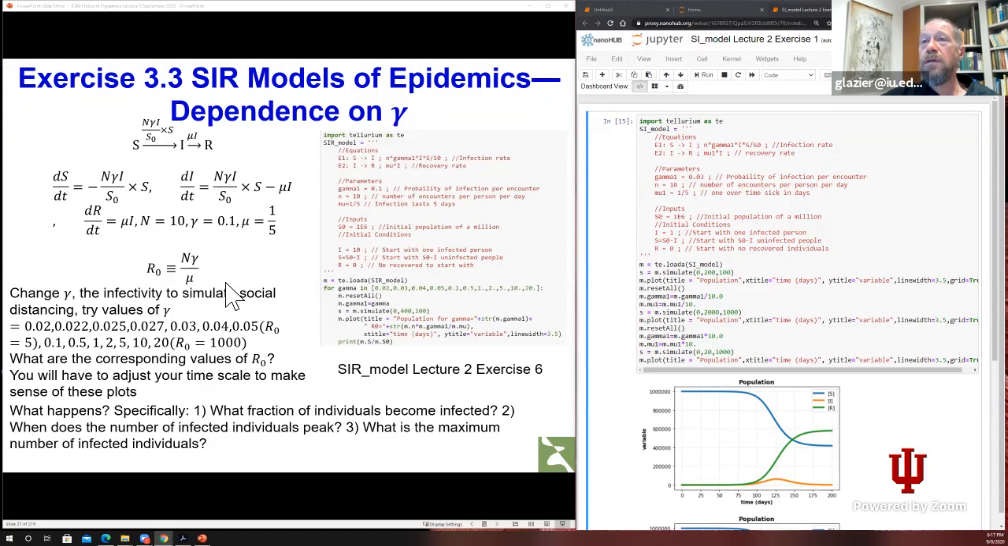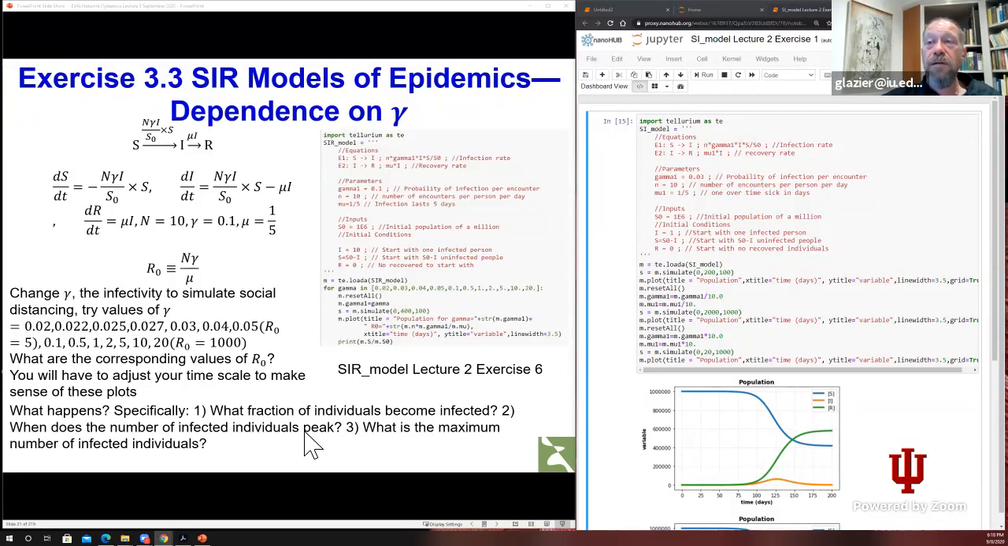Okay, so as I mentioned, changing gamma, gamma N, would simulate the effects of social distancing. N really is the effect of social distancing. That's the number of encounters per day. Although I guess social distancing involves two components: reducing the number of interactions and also being further apart from people. Wearing a mask would definitely reduce gamma.